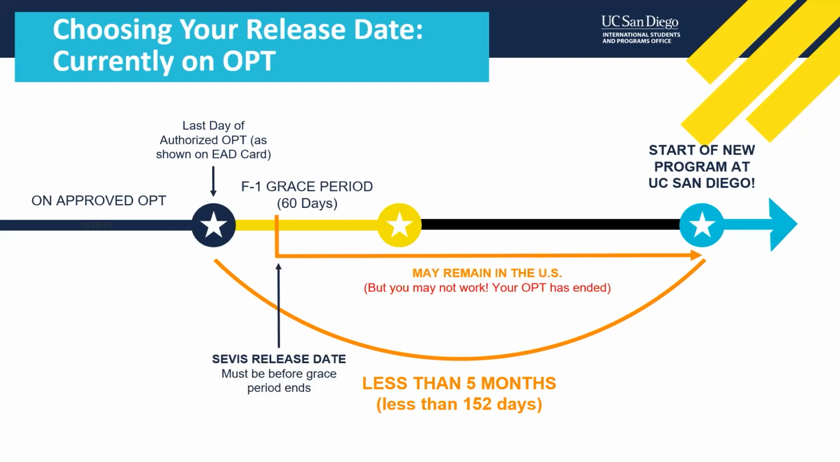Just as in the prior example, this student is going to request a specific SEVIS release date that is within their 60-day grace period. And in the time between their SEVIS release date and the start of their new program here at UC San Diego, they can remain in the US. It's important to remember that during this period after your SEVIS release date, while you are waiting for your new program to start, you may not continue your OPT employment because your OPT has ended.